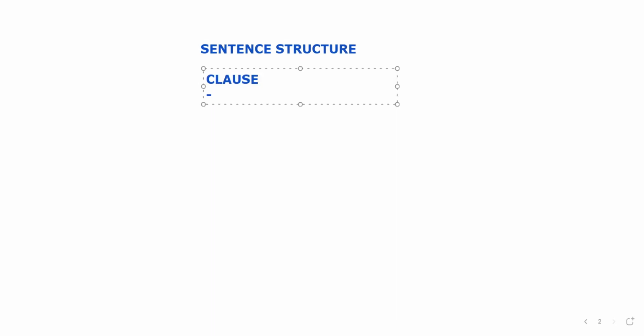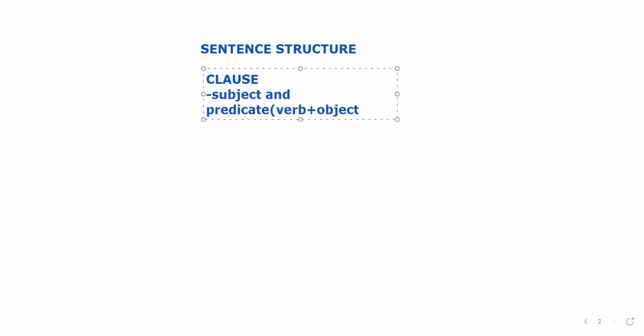Now, if I talk about sentence structure, to understand any sentence structure, it is very important to know what a clause is. What is a clause? A clause is actually the combination of subject and predicate. Predicate includes verb plus object. Is that clear?